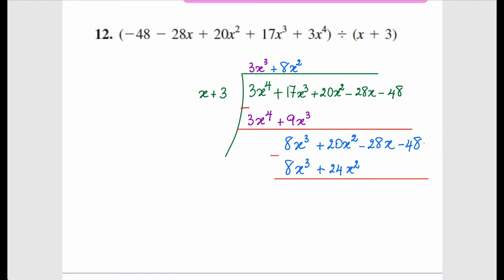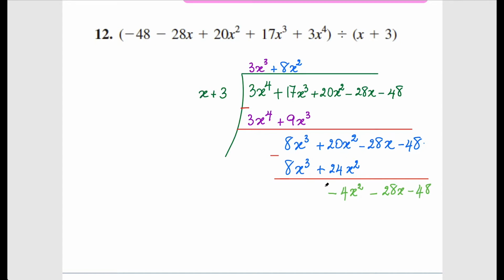And what do we get? 8x cubed minus 8x cubed, 0x cubed. 20x squared minus 24x squared, that's minus 4x squared. And I don't have an x term here. I don't have a constant, so they're going to be themselves. Remember, this vertical writing is the same as the horizontal one. So if you're not comfortable with this and you still haven't built intuition, go for the horizontal one and subtract that guy, right, from that guy. Okay. And this is what you should get.